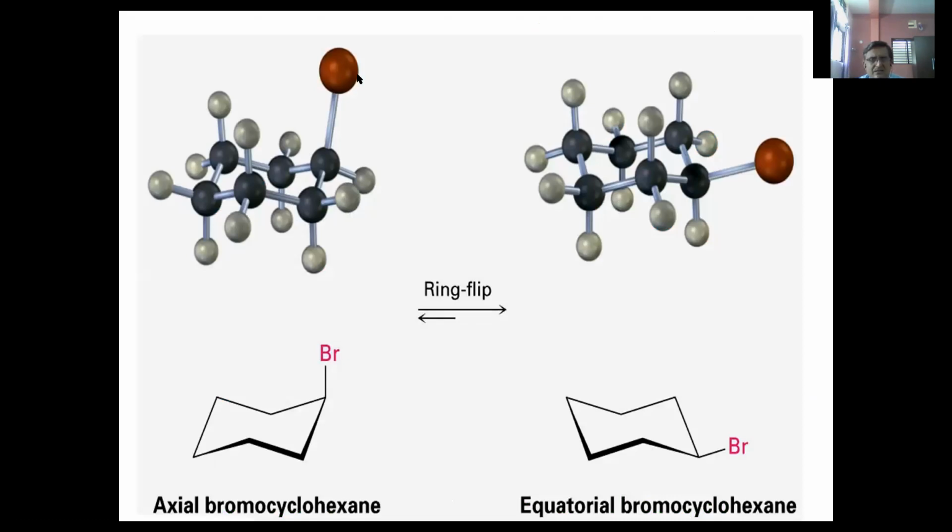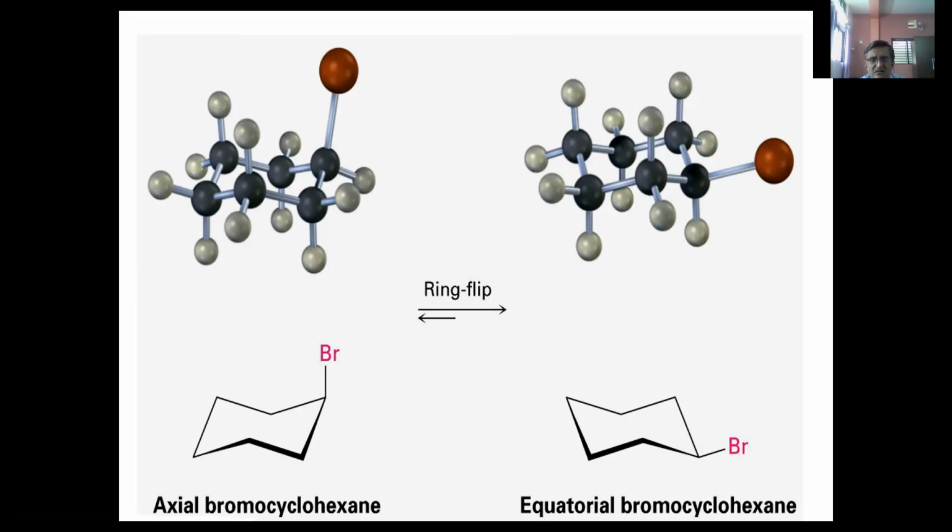Just you can see this bromine atom is at the axial position. When ring flip takes place, it becomes an equatorial bond. So therefore, axial bromocyclohexane, equatorial bromocyclohexane. One thing you should remember is what axial and equatorial hydrogens, or axial and equatorial bonds, mean. In the chair conformation of cyclohexane, there are 6 equatorial and 6 axial bonds or hydrogens.